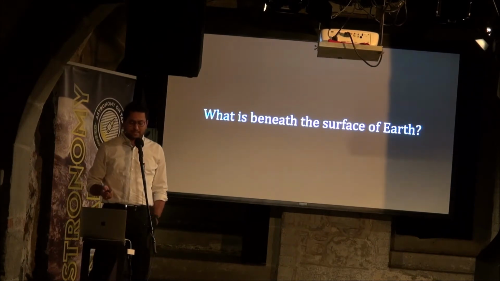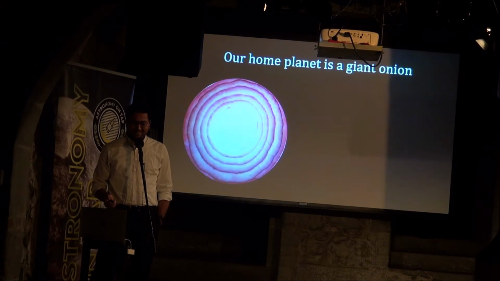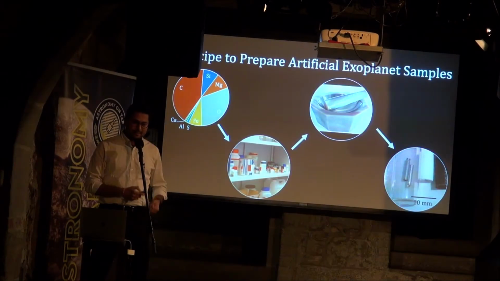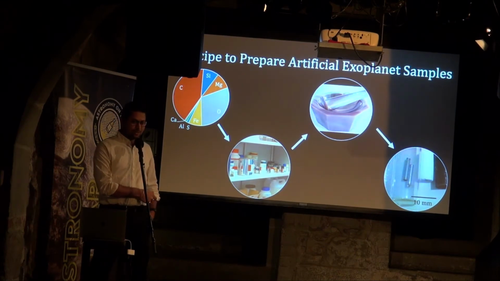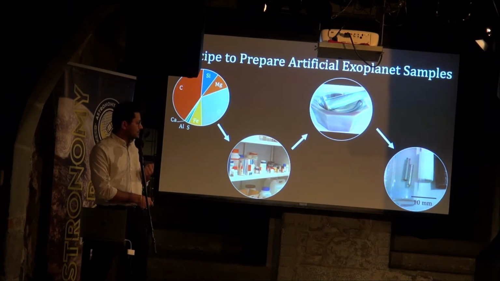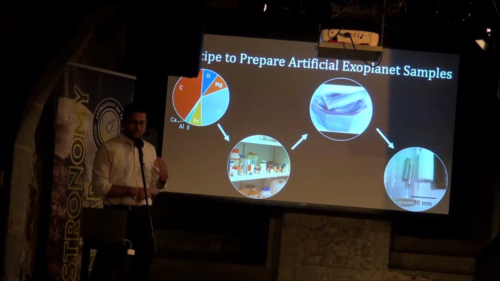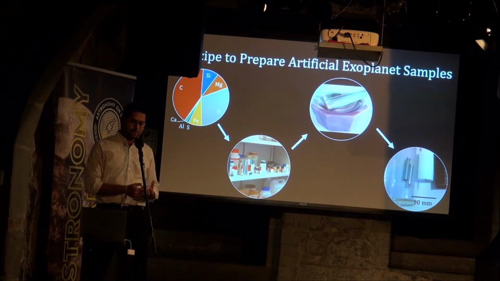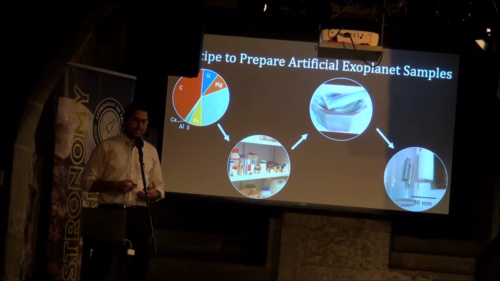So what is beneath the surface of the Earth? Our planet is actually a giant onion. So you can put the sample inside a platinum capsule. These are very tiny. You can see the diameter of these capsules is really 2 millimeters. And you insert all this sample inside the platinum capsule, and you weld it shut on both sides, and then it is ready for experiments.